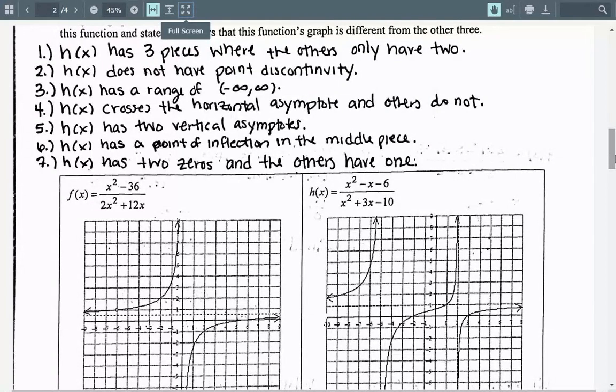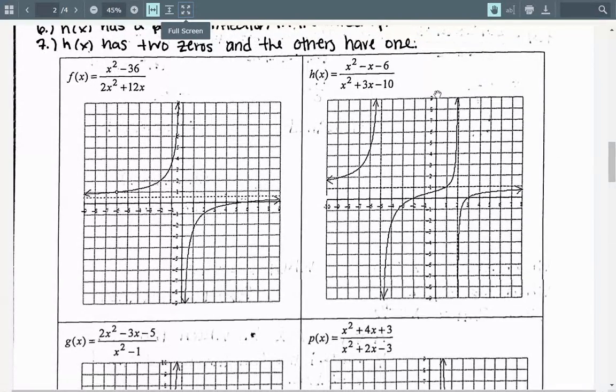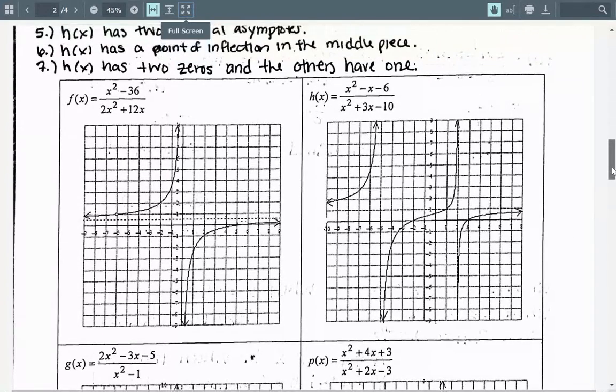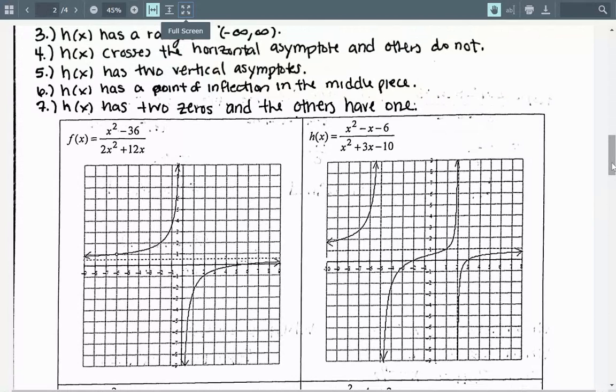H of x has 2 vertical asymptotes. The others only had 1. Here we have a vertical asymptote at -5 and also one at +2. H of x has a point of inflection in the middle piece. You can see how it changes from concave down to concave up. So we know in here somewhere in the middle, there is a point of inflection.